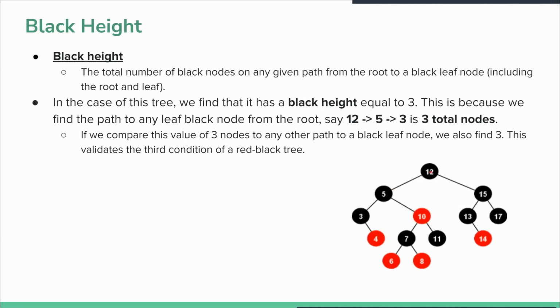So the root is 1. We're going to do 12, 5, 3. That's our path: 1, 2, 3. Okay, so 3. And let's just test it, let's make sure this tree meets it. We'll do 12, 5, 7. That's the path from a root to a leaf black node. That's 3. 12, 5, 11: 1, 2, 3. We find that all paths from the root node to a black leaf node, or external node, are going to be 3. That's the count. Because it's 3, we find that our black height of the tree is 3.